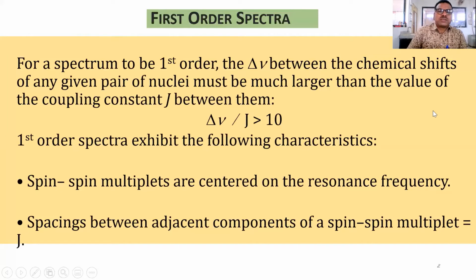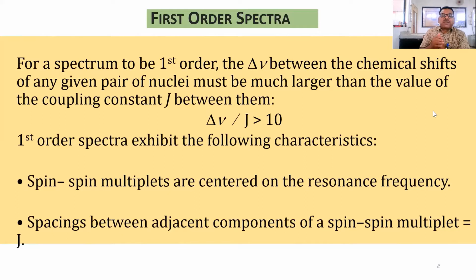For a spectrum to be called first order spectra, delta V between the chemical shift of any given pair of nuclei must be much larger than the value of the coupling constant J between them. Now see here, the difference between the chemical shifts is called delta V. When delta V divided by J is greater than 10, it is greater than 10. When this value comes less than 10, then we will not observe first order spectra.